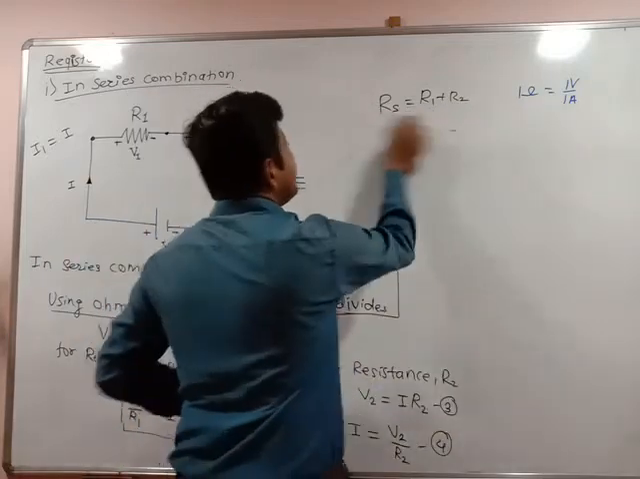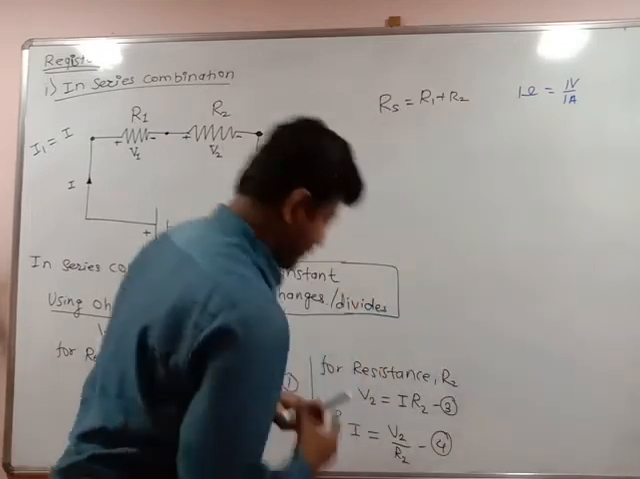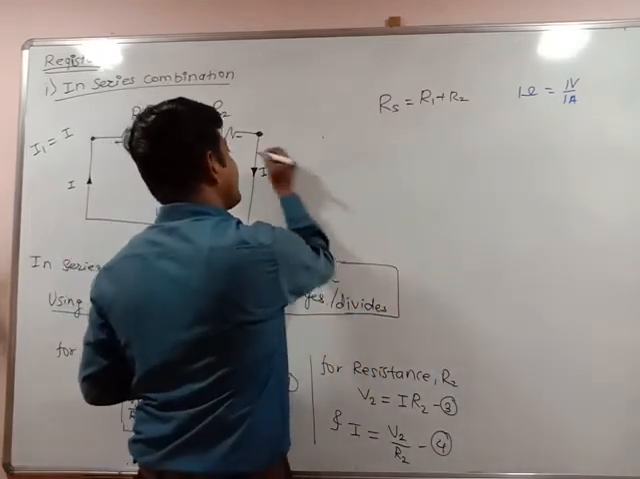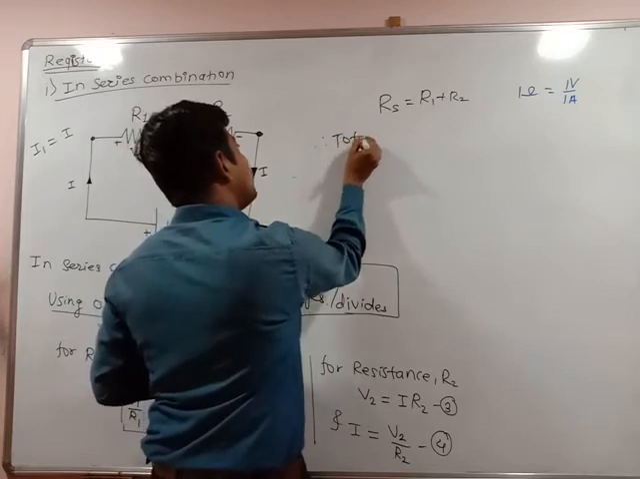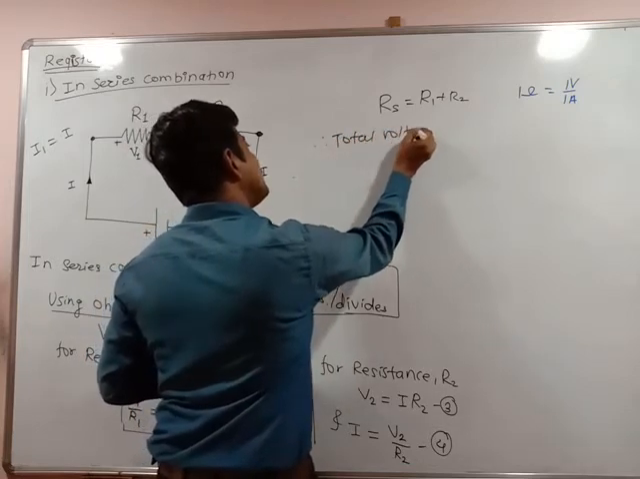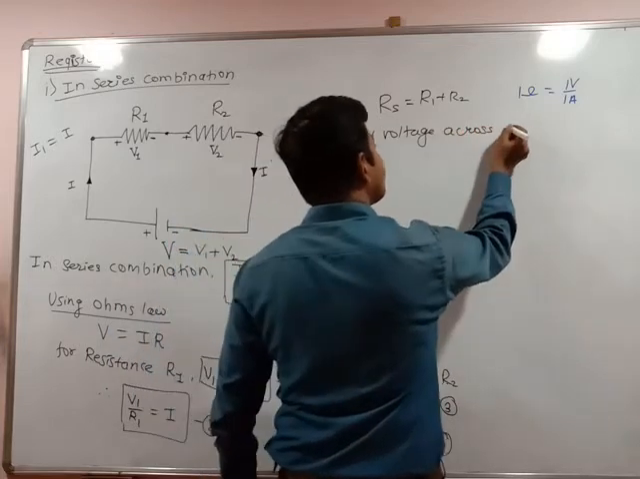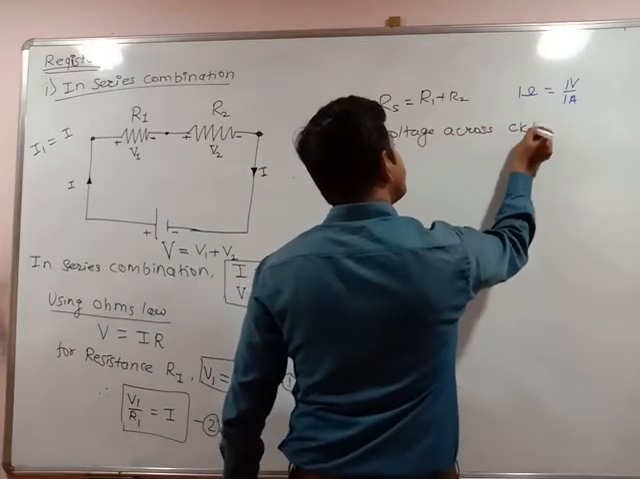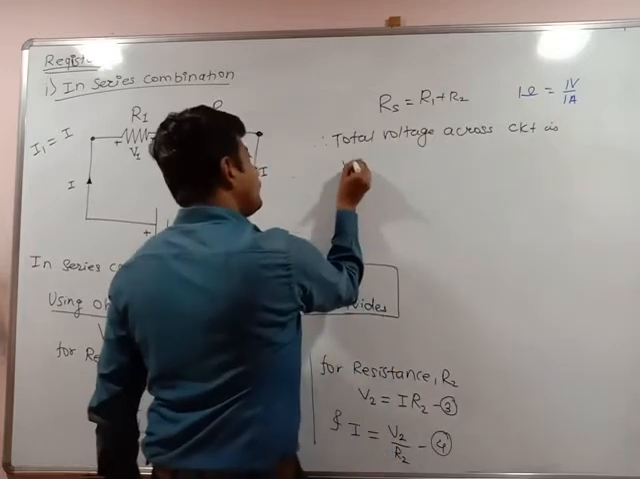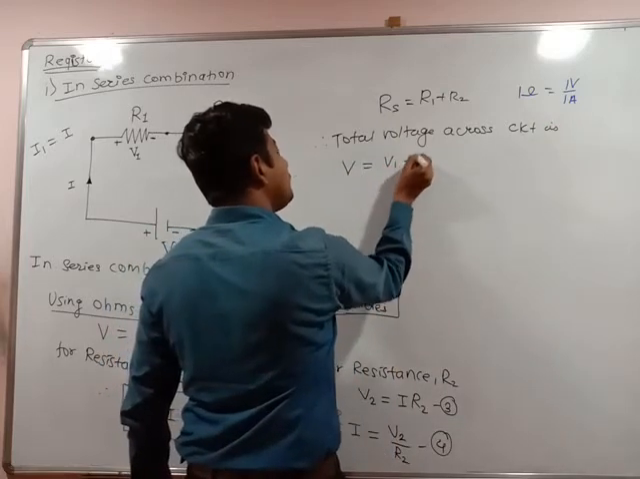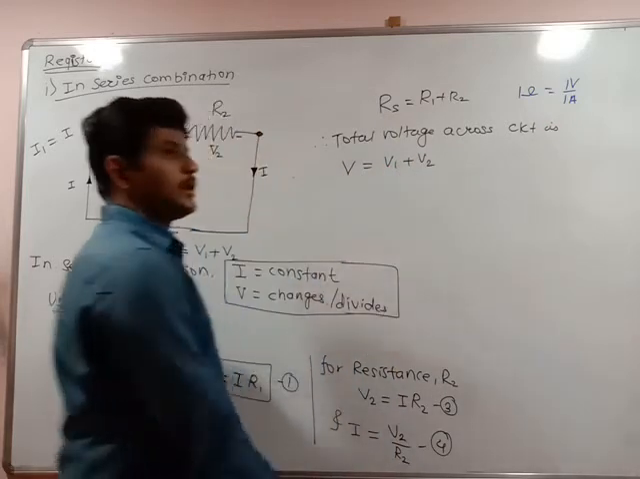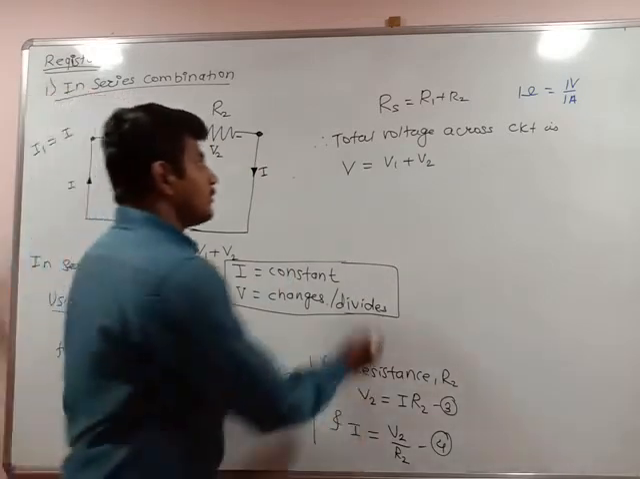For series combination, therefore, the total voltage across the circuit is V equal to V1 plus V2. Total voltage is said to be V equal to V1 plus V2.